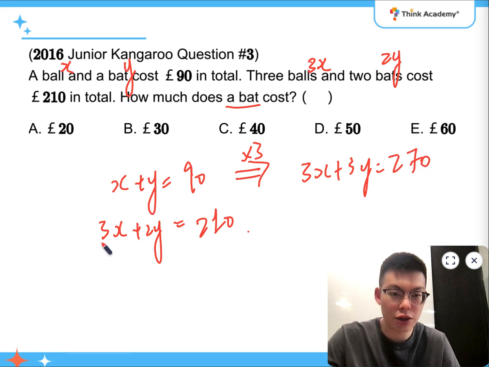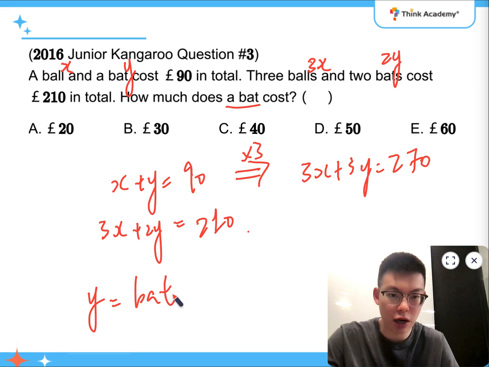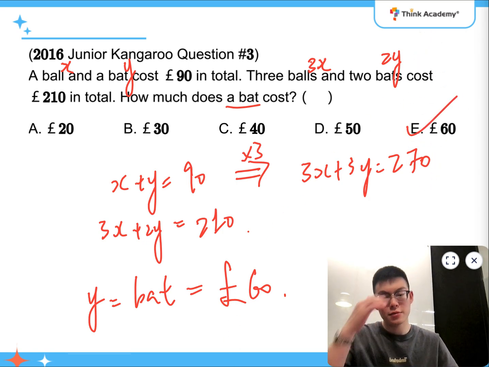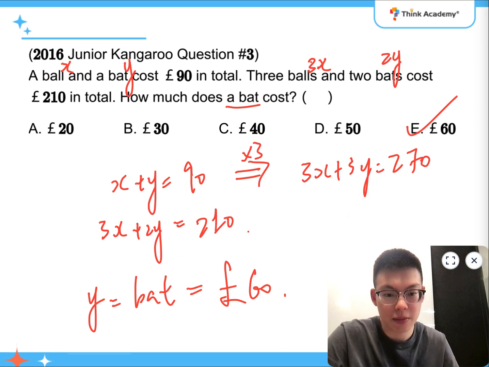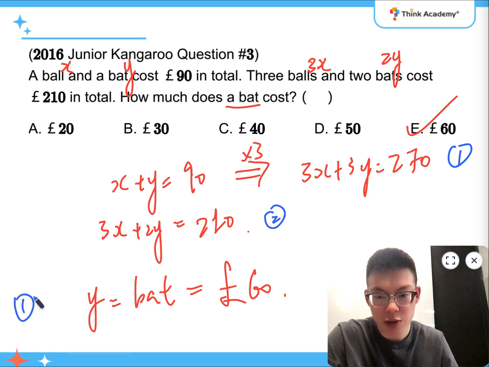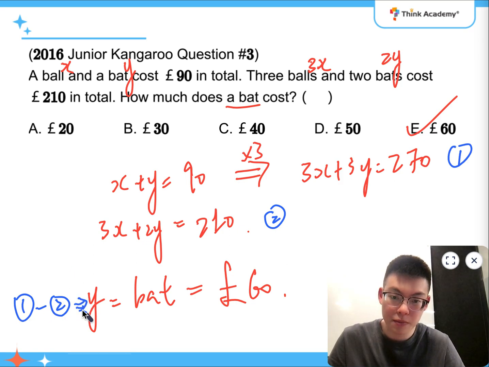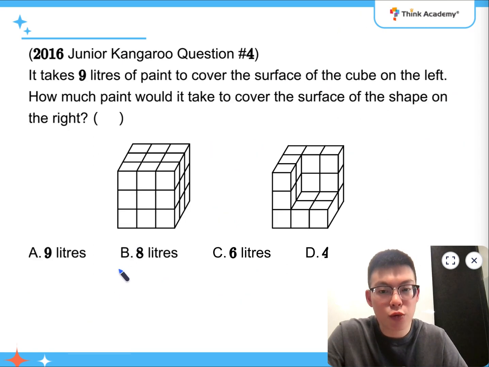Now taking away 3 balls and 2 bats, y equals the price of a bat, and that's equal to 60 pounds. All right, so that's 270 take away 210. Let's say this is equation 1, this is equation 2, so we'll have equation 1 take away equation 2. Okay, so the answer is E for the third question.